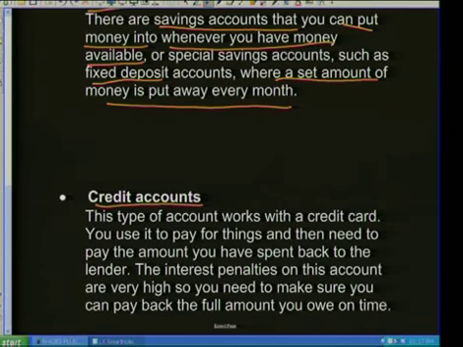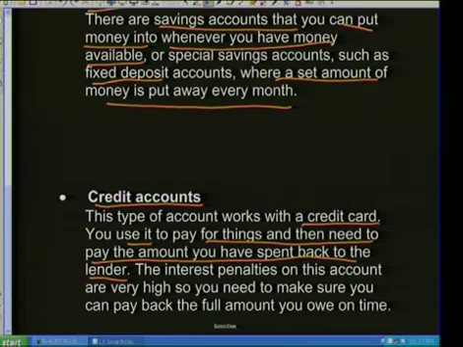Okay, the next account that we have is a credit account. This type of account works with a credit card. You use the credit card to pay for things, and then at the end of the day, you need to pay the amount that you've spent back to the lender, usually the bank when it's a credit card. So you pay up front, and at the end of the month, you need to pay them back for what you have spent. The interest penalties on this account are really, really high.